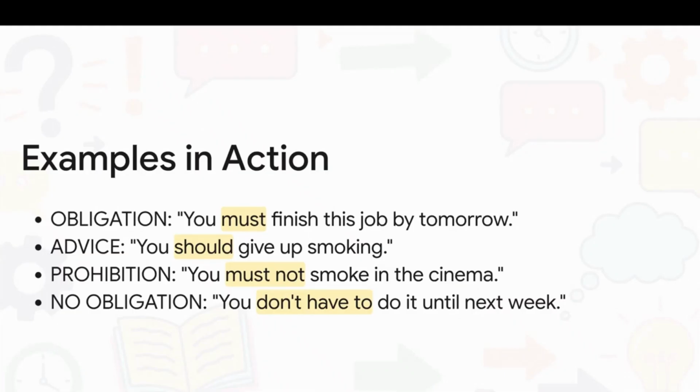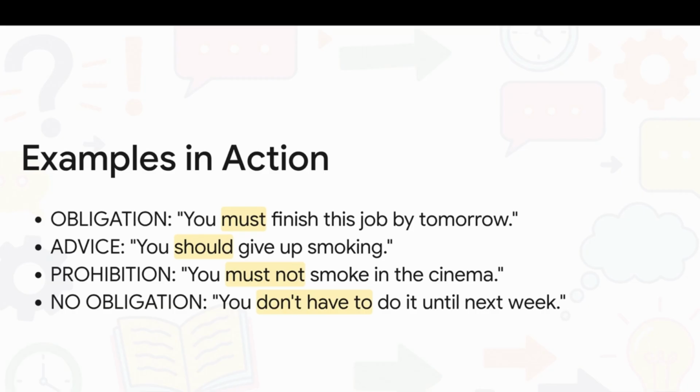And the examples really make this crystal clear. An obligation: you must finish this job by tomorrow. That's a command. Advice: you should give up smoking. Good idea, but it's your choice. Now, a prohibition: you must not smoke in the cinema. That's a strict rule. And finally, no obligation: you don't have to do it until next week. You have the freedom to choose when. See how different those last two are?